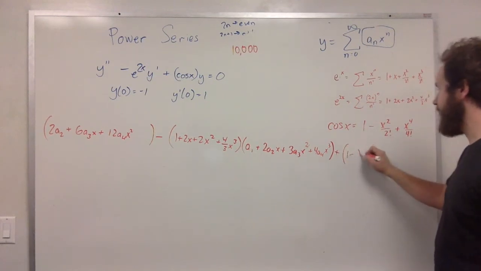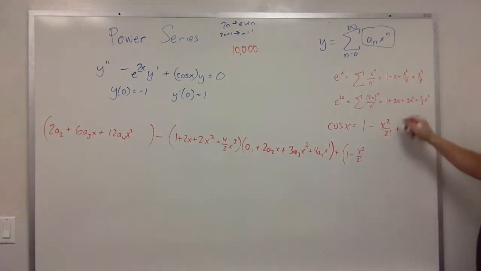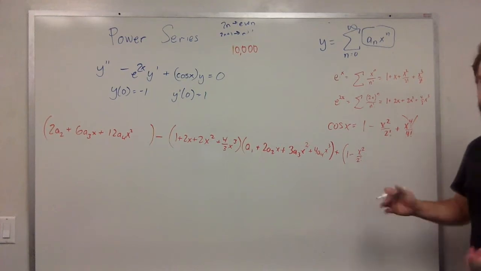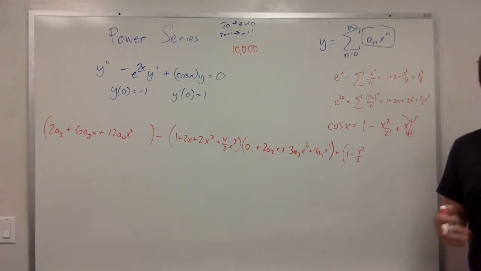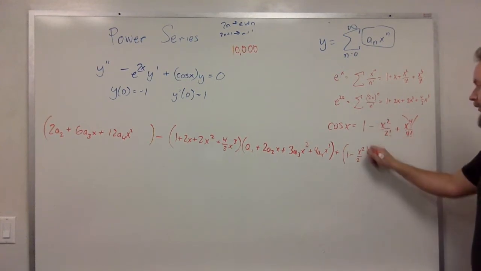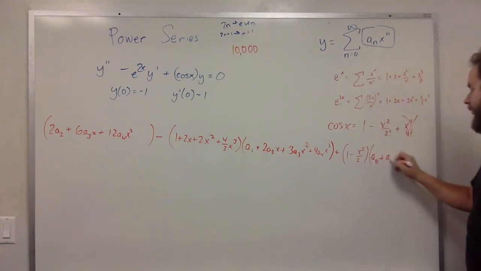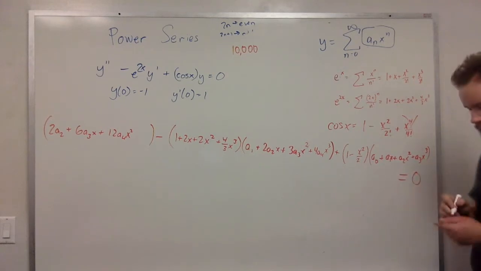Cosine of x is 1 minus x squared over 2 factorial. And you know what? We're probably not even going to use the x to the 4th term. It's just not going to get that big. So I'm just going to say 1 minus x squared over 2. The x to the 4th is too high a power that we're probably not going to use it, unless we get a string of zeros that we need it, but I don't think we will. And then this guy, y, is a0 plus a1x plus a2 x squared plus a3 x cubed. I think that's good enough. And again, this all equals 0.